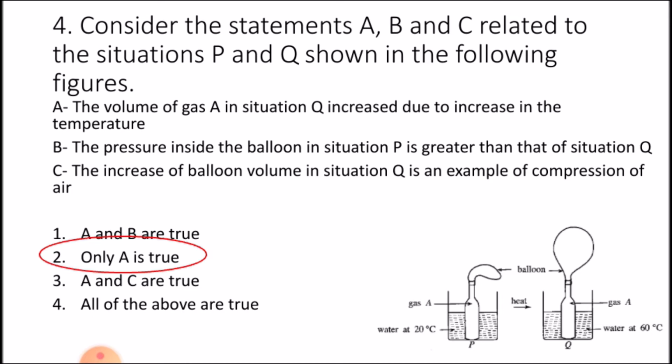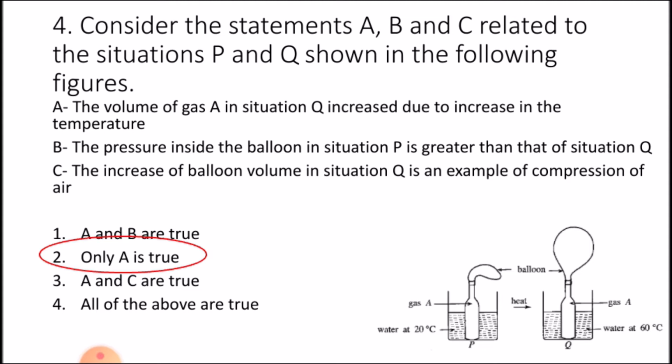First one, A. The volume of gas in situation Q is increased due to the increase in temperature. Yes, because this is an example of thermal expansion of air. Once the temperature increases, air molecules tend to expand. So expansion has resulted in the increase in volume of the balloon in situation Q.